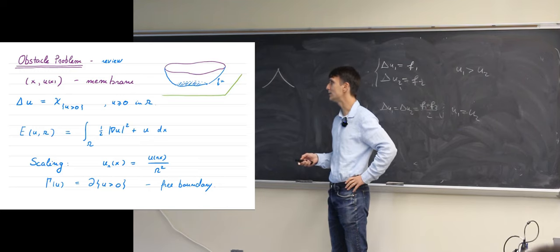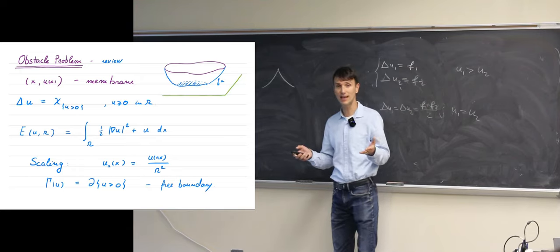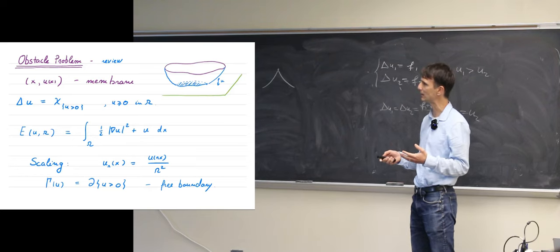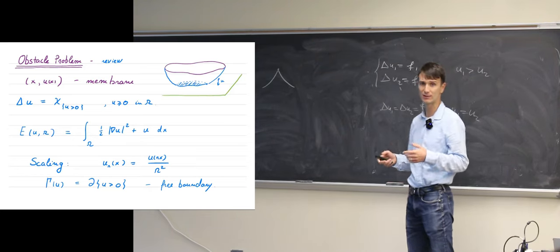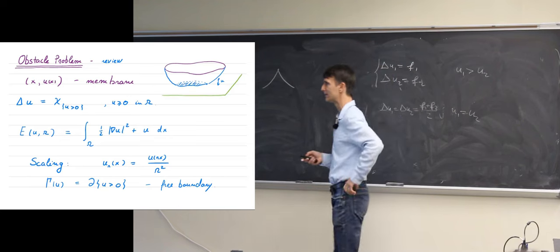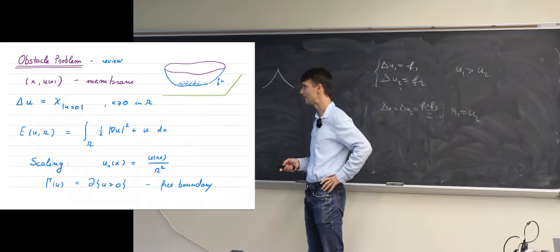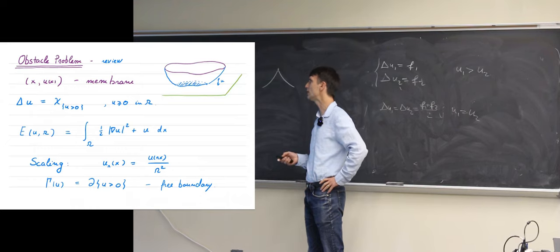There is an energy associated to this problem. You want to minimize this energy under this constraint. There is a natural scaling. So the scaling is that if you do quadratic scaling, as you look at this equation, the equation remains invariant. So this is the natural scaling of the equation.